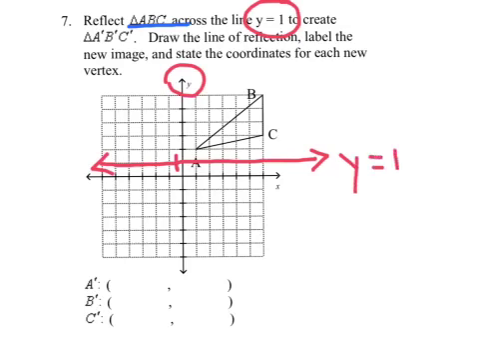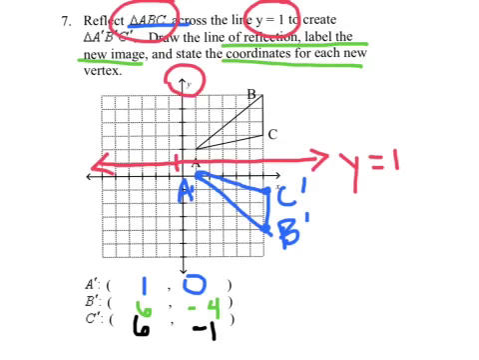At this point, try to reflect the triangle across, draw in the line of reflection, which we have, label the new image, and then state the new coordinates. I'm going to fill in the answers for you. See if you can do it. Hopefully you got these coordinates.